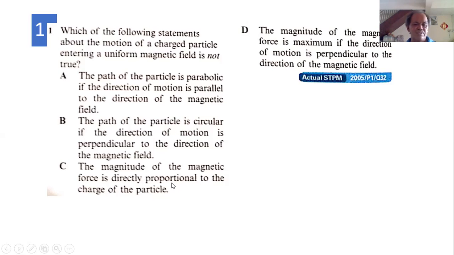True or false? A is false. What should the answer be if it's A? What should happen? The path is parabolic in an electric field. What should it be? If it's moving parallel to the magnetic field, what should the path be?